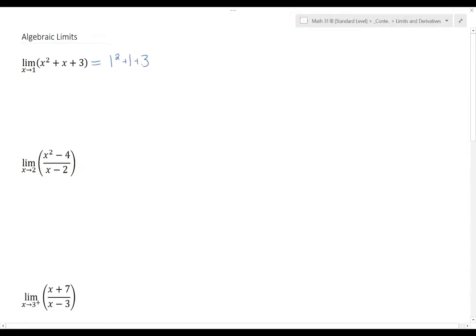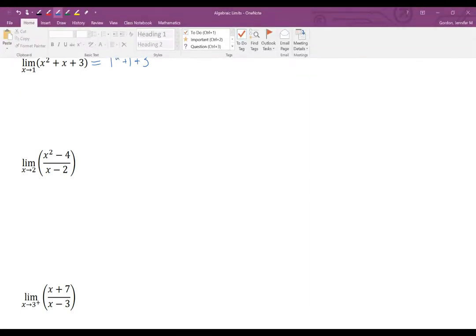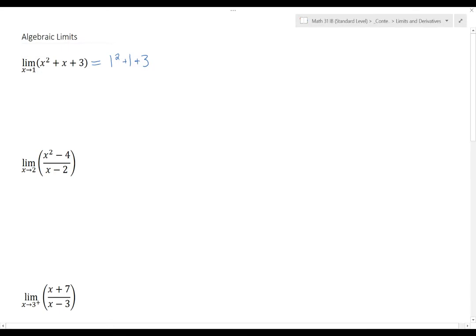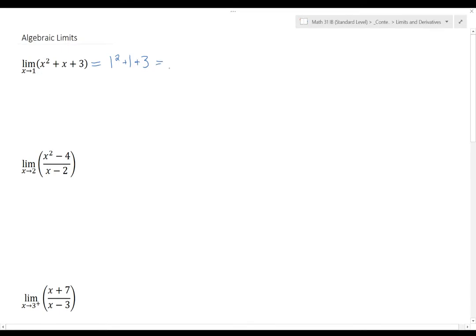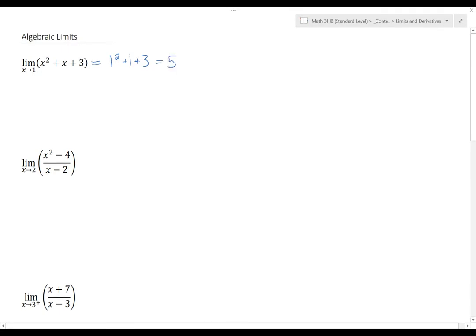Our first step is to actually substitute in the value that we're given and see if we can find a number that way. So in this case, when I do that, 1 plus 1 plus 3 is 5. So the limit of this function as x approaches 1 is 5. Now, that is also the value of the function when x is 1. But in a lot of cases where we don't have continuous functions, this process won't work. But that should always be the first check that you do.